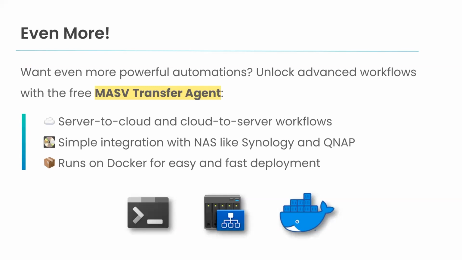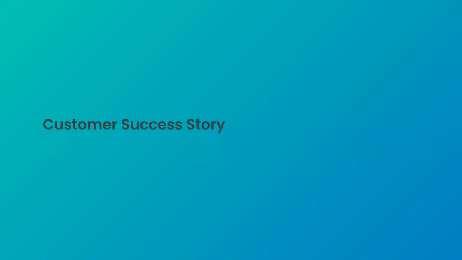And even more, because we have an open API, we allow you to unlock much more powerful integrations with your local workstations, network-attached storage, or even your own servers in a private or hybrid cloud by using MASV Transfer Agent. Think of the Transfer Agent as an alternative version of our free app, but without the user interface. So it can be programmed for even more automations. And it's available on Docker too for turnkey deployments. All right, so let's look at some of the real-life examples where MASV automations is deployed at a large scale.